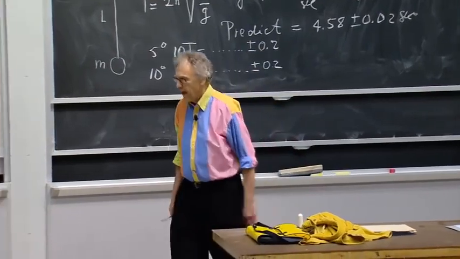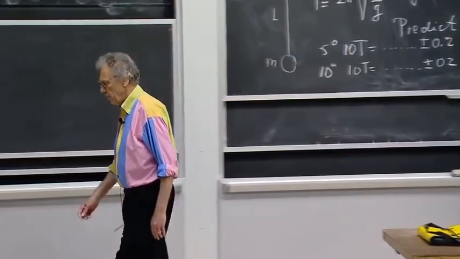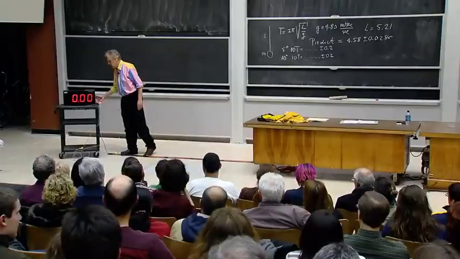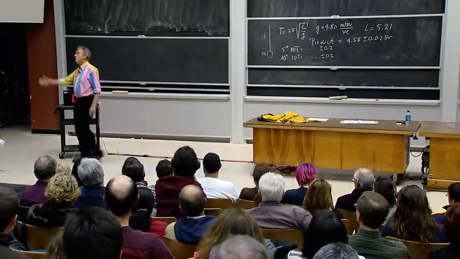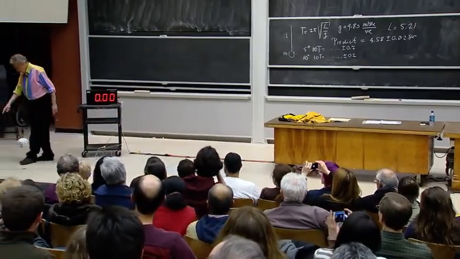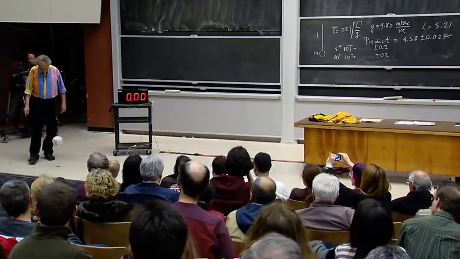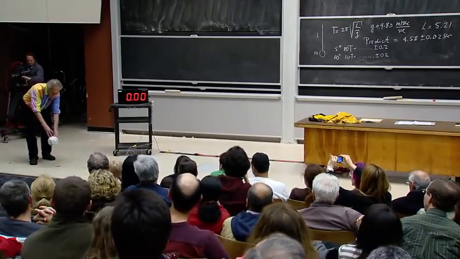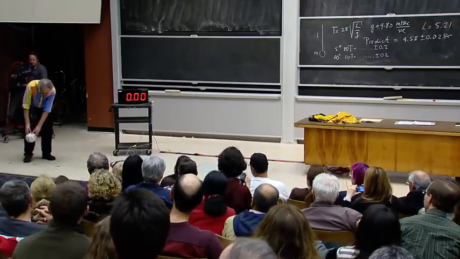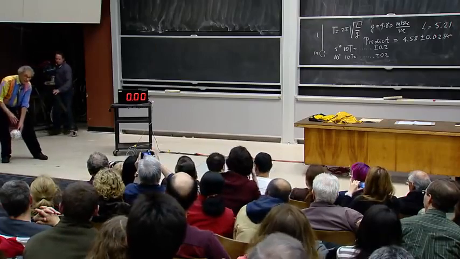So, if you're ready for that, you see here the timer, that all of you can see, and here you see the pendulum, and I have two marks on the floor here. If I hold the bulb here, then it is 5 degrees. This is 5 degrees, and when I hold the bulb here, it is 10 degrees.